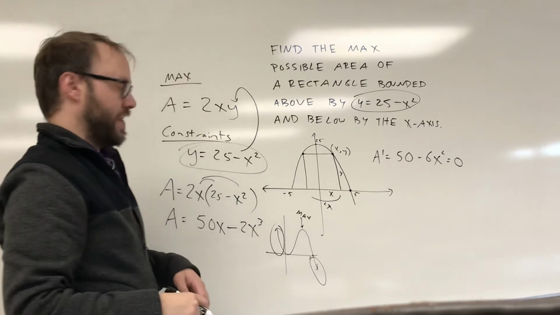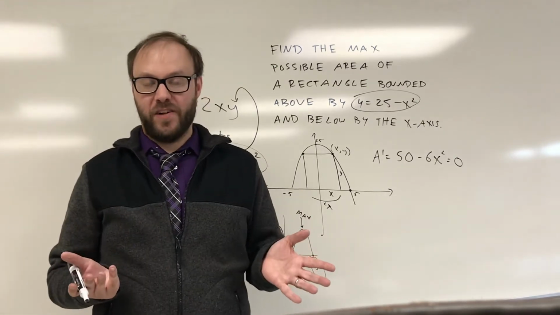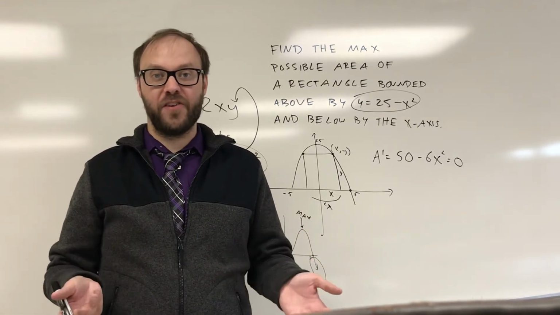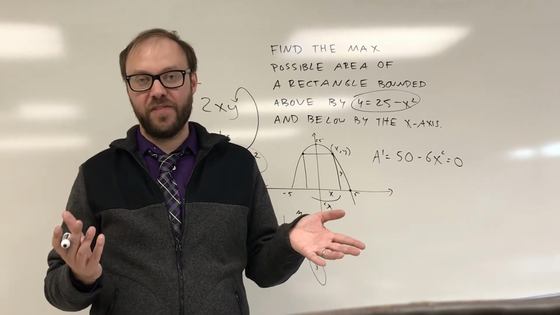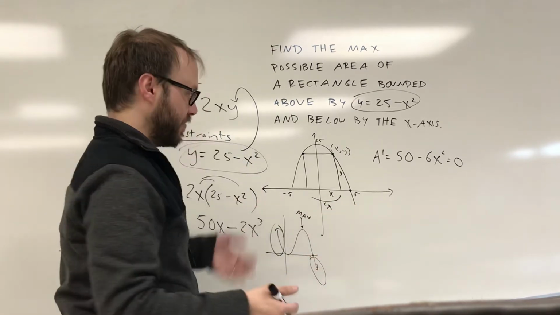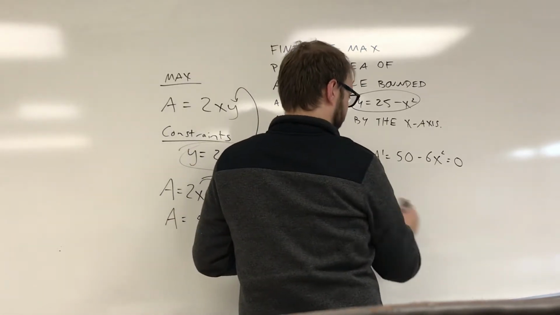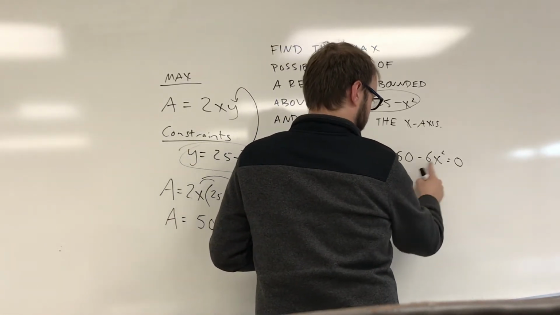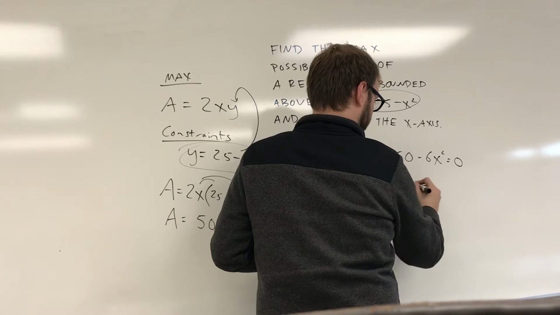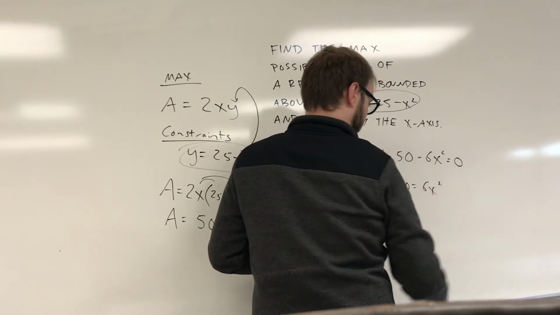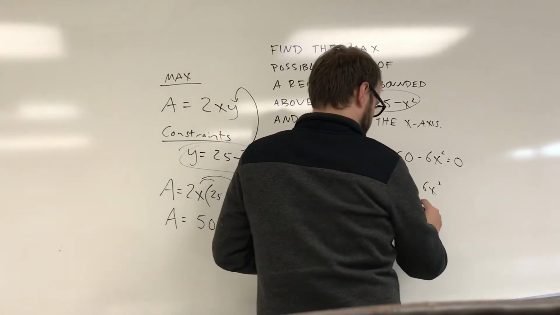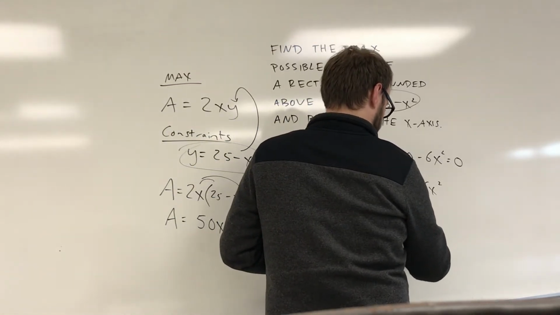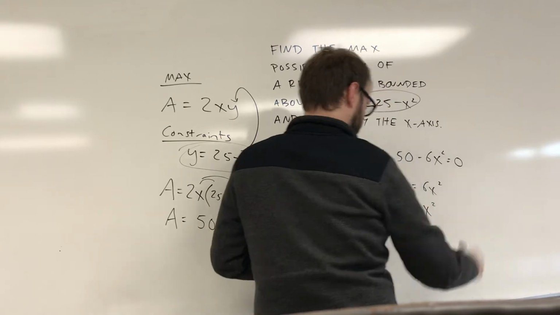Okay, so this is actually an abnormally simple equation. There are going to be times when it's a complicated derivative, and you might have to use the zero function on your calculator to figure out where it's 0. This one's really nice. So you can move the 6x squared to the other side. You've got 50 is equal to 6x squared. You can divide both sides by 6. So 50 over 6 is equal to x squared.